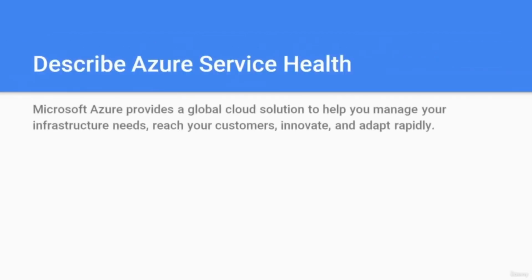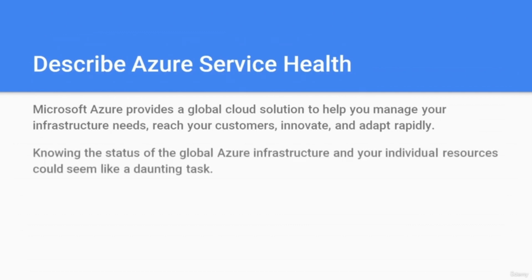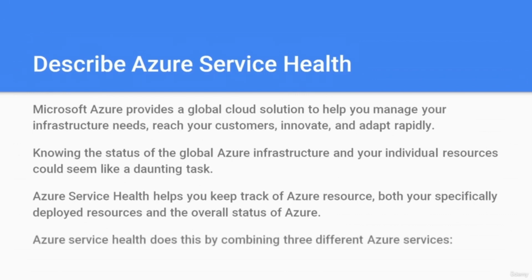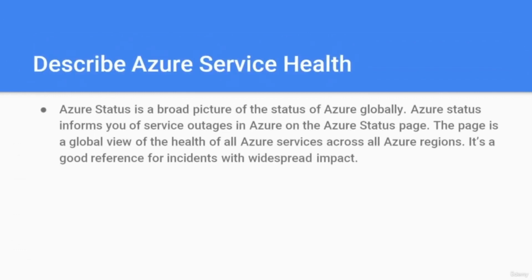Describe Azure Service Health. Microsoft Azure provides a global cloud solution to help you manage your infrastructure needs, reach your customers, innovate, and adapt rapidly. Knowing the status of global Azure infrastructure and your individual resources could seem like a daunting task. Azure Service Health helps you keep track of Azure resources, both your specifically deployed resources and the overall status of Azure. Azure Service Health does this by combining three different Azure services. First, Azure Status, which is a broad picture of the status of Azure globally. Azure Status informs you of service outages in Azure on the Azure Status page. The page is a global view of the health of all Azure services across all Azure regions. It is a good reference for an incident with widespread impact.